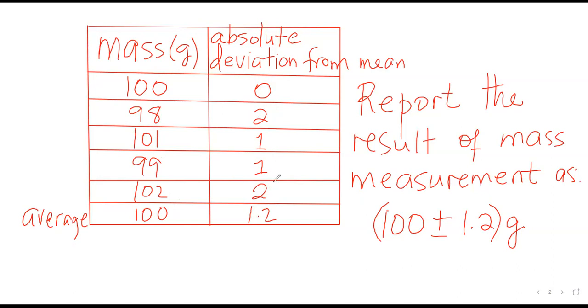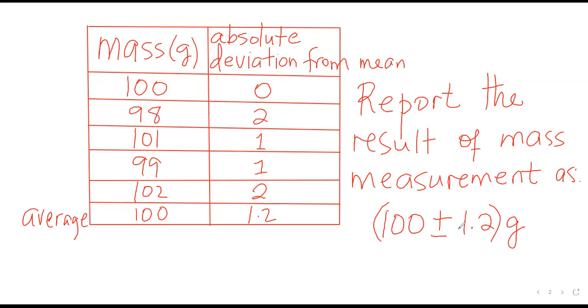So what I want to do now is find the average of these absolute deviations from the mean. I'll add them up and divide by how many they are. So I add 2 plus 1 plus 1 plus 2, I get 6. Then 6 divided by 5 numbers, I get 1.2 here. So if I were to report the result of the measurements, I will say that the result is 100, which is the average, plus or minus the average of the absolute deviations, which is 1.2.